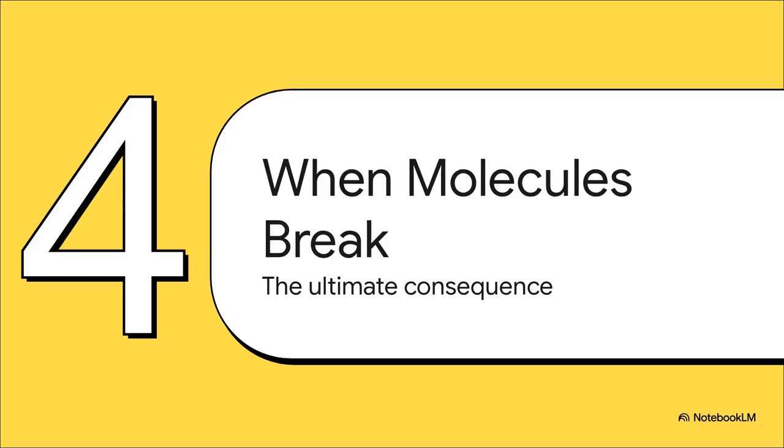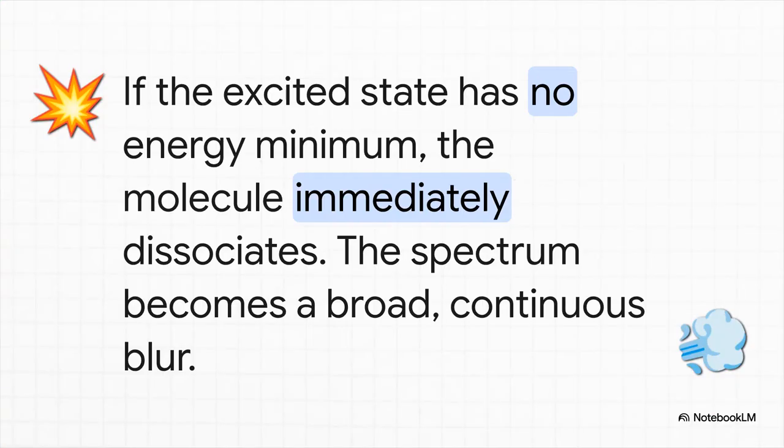But what happens if that shot of energy is just too much? What if the electron gets kicked into a state that isn't just excited, but is completely and totally unstable? Well, sometimes that excited state isn't a safe place to land. It's more like jumping onto a steep, slippery slope with no bottom. The very instant the electron gets there, there's nothing holding the atoms together anymore, and they just fly apart. We call this dissociation. And the spectrum you get from this isn't a set of sharp lines, it's just a broad, continuous blur, because any energy above the bare minimum will get the job done.